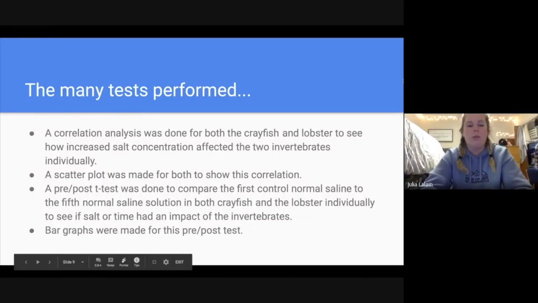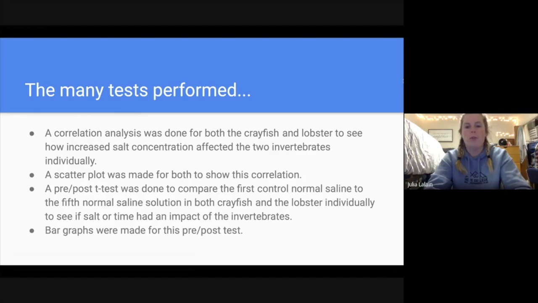There were many tests performed. A correlation analysis was done for both the crayfish and lobster to see how increased salt concentration affected the 2 invertebrates individually. A scatter plot was made for both to show this correlation. A pre-post t-test was done to compare the first controlled normal saline to the 5th normal saline solution in both crayfish and the lobster individually. This was to see if salt concentration or time had an impact on the invertebrates. Bar graphs were made to show the results of these pre and post tests.